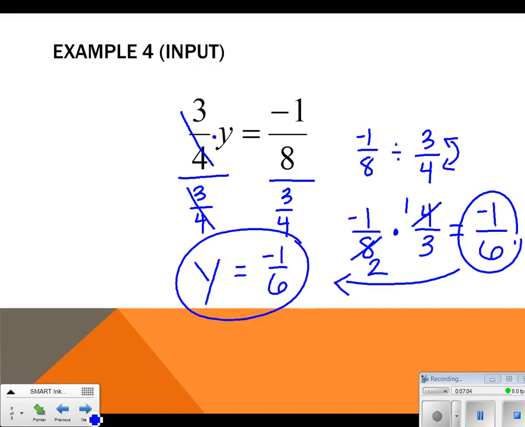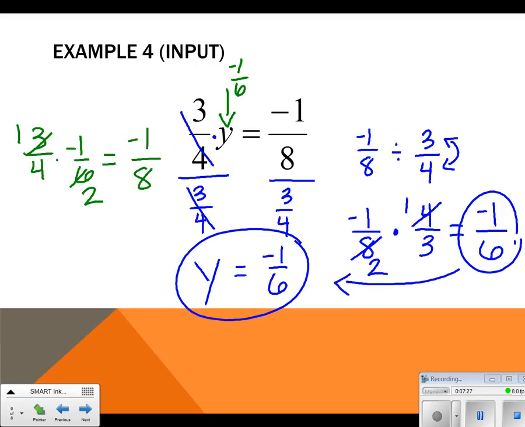Now, since we have an equation here, we're going to take negative 1/6 and we're going to replace it with the y. So do 3/4 times negative 1/6. I reduce the 3 and the 6. I get negative 1 over 8, which checks. It's correct.